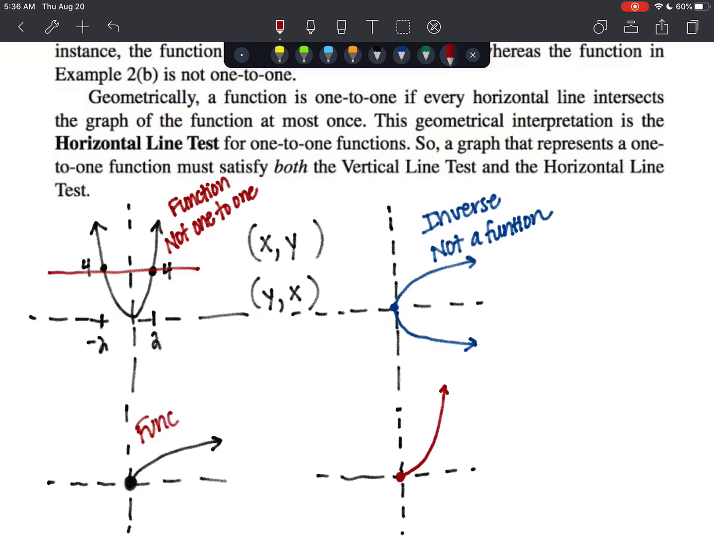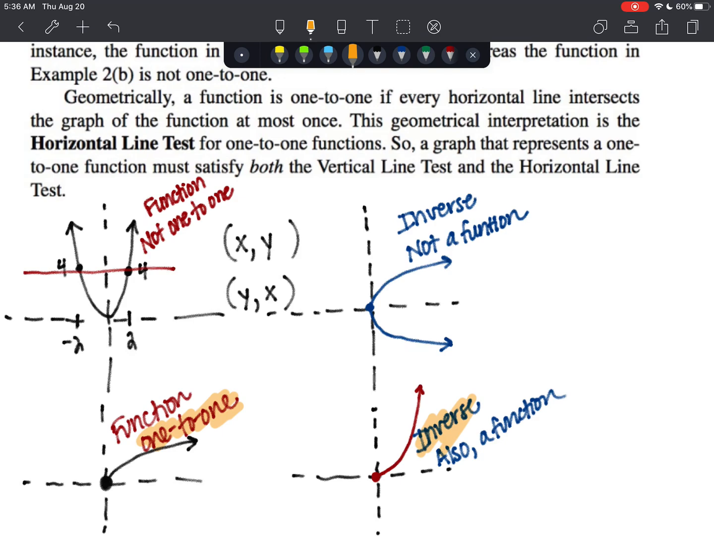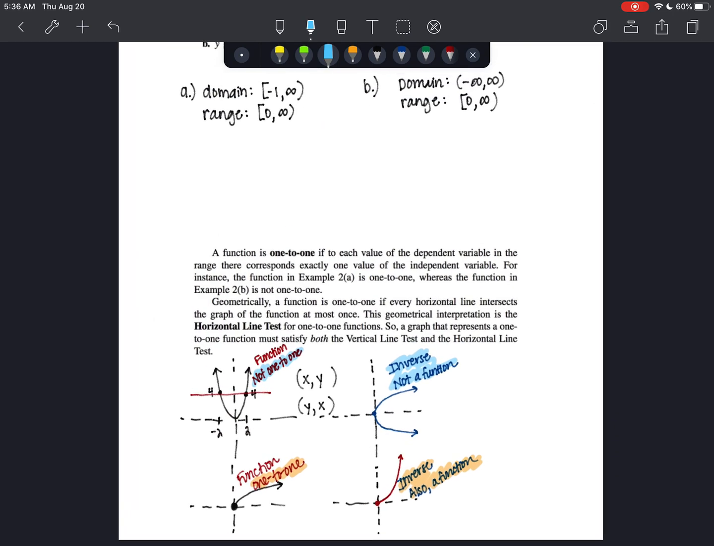This right here on the left is a function, and it is one-to-one. It passes the horizontal line test. The one on the right is the inverse, right? And it is also a function. Now, what makes the inverse a function? Check this out. This one-to-oneness directly correlates to the inverse being a function. This not one-to-one directly correlates to the inverse not being a function. And that's what one-to-oneness is all about.